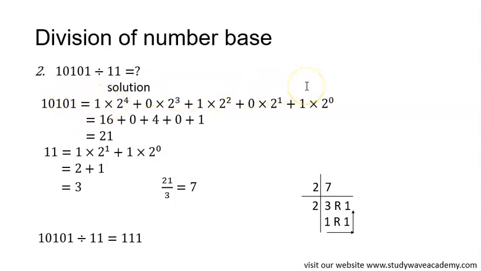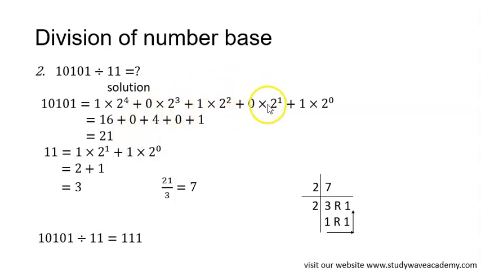When you are done with that, you do what? You simplify next. So 1 times 2 raised to power 4 is 16 plus 0 times 2 raised to power 3 is 0. Remember, anything times 0 is 0. Plus 1 times 2 raised to power 2 is 4.